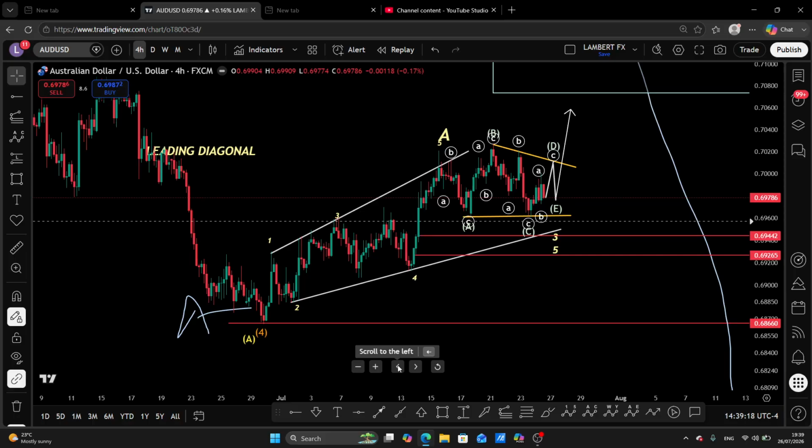So this is a market review for the week beginning the 27th of July to Friday the 31st of July. We'll run through some of the charts I'm interested in trading this week. The first chart we'll take a look at is the Aussie USD.